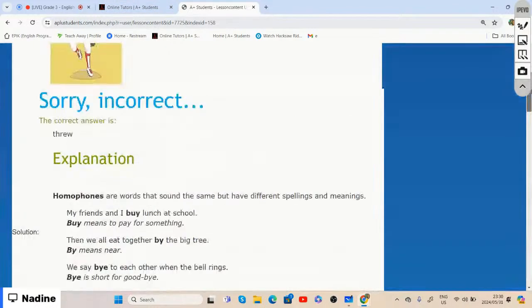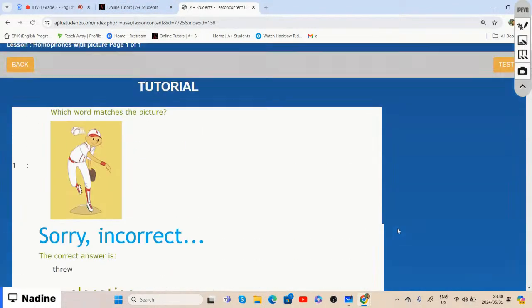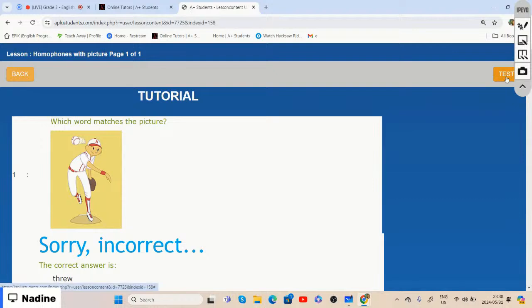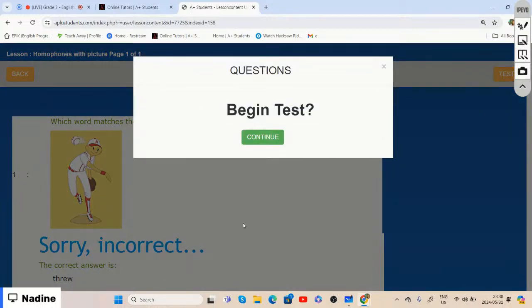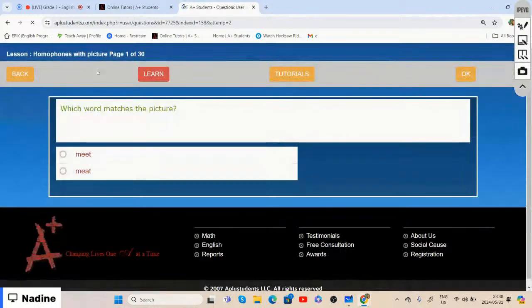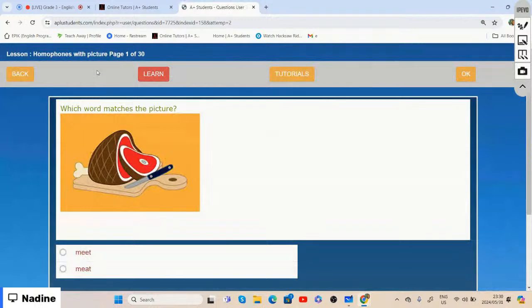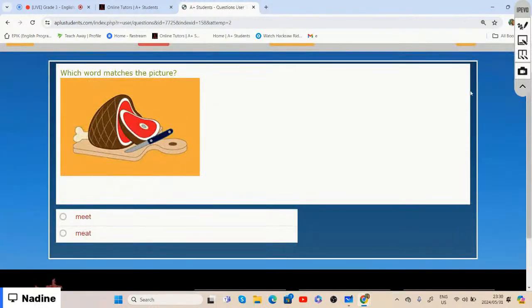All right, so now let's go to our test, where we're going to identify the homophones with pictures. If we look at this specific picture, which word matches the picture? Is it option one, which is meet, M-E-E-T, or option two, meat, which is M-E-A-T?